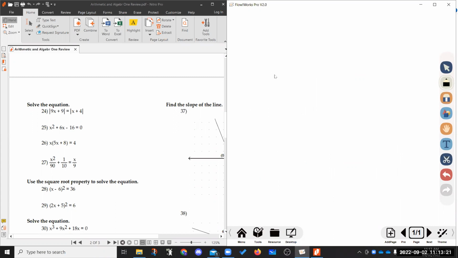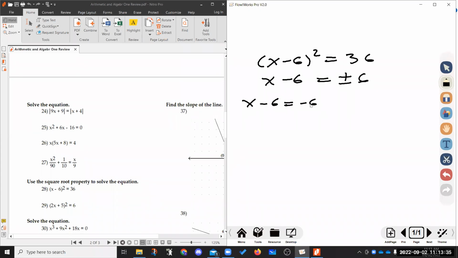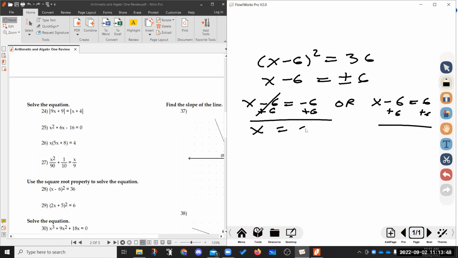Use the square root property to solve the equation. So we've got (x - 6)² = 36. That's going to make x - 6 equal to plus or minus 6. If x - 6 is equal to -6, or x - 6 is equal to positive 6, then we'll add 6 to both sides on both of these equations, and we'll get that x is equal to 0, or x is equal to 12.